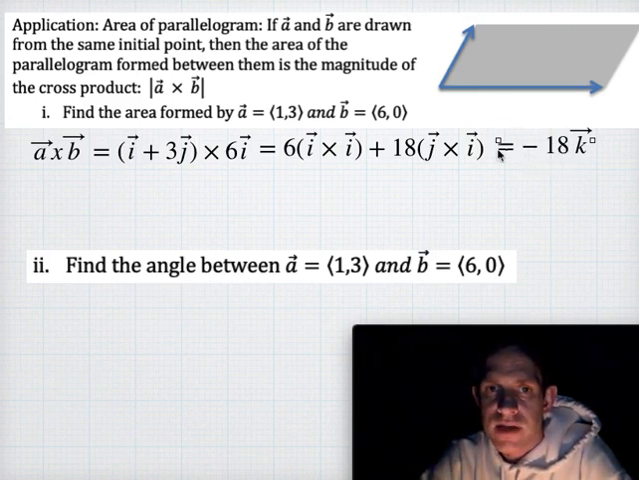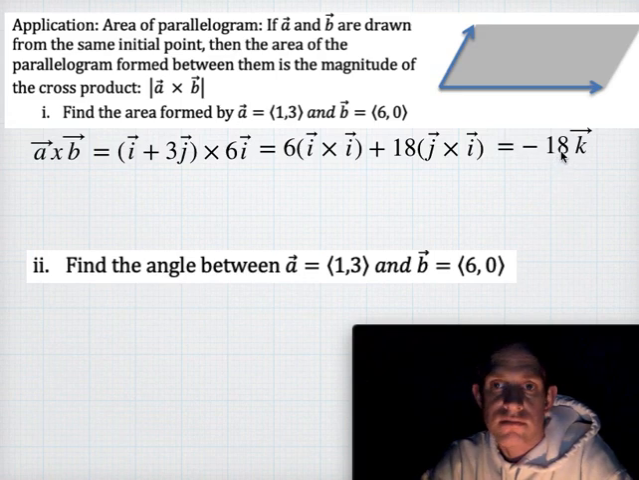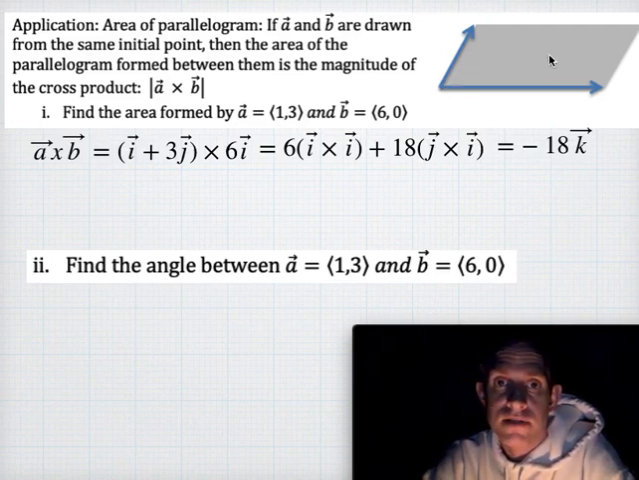And so now we've found the cross product of these two. If we find the length of the cross product, that's going to be equal to the area of this parallelogram. And so in this case, this is a one-dimensional vector, and so its length is simply the absolute value of this. And so its length is 18, and what that means is the area of this parallelogram is also 18.